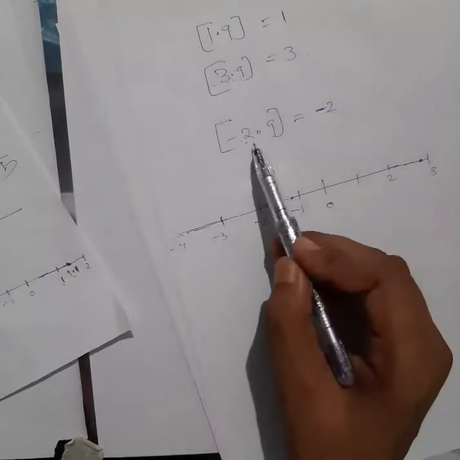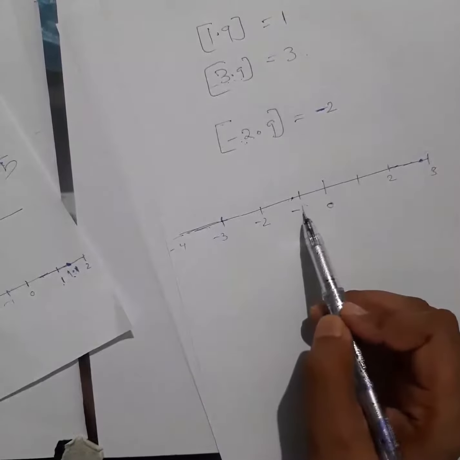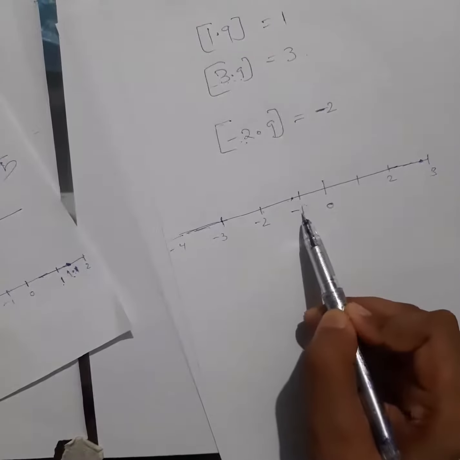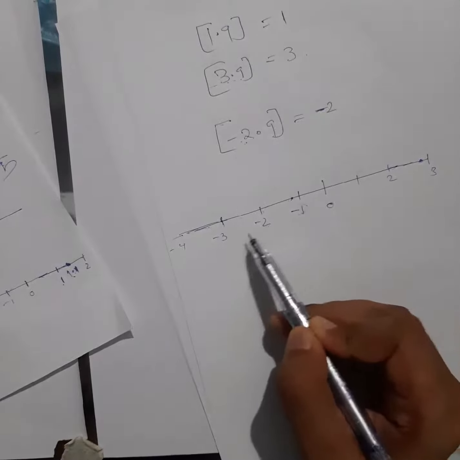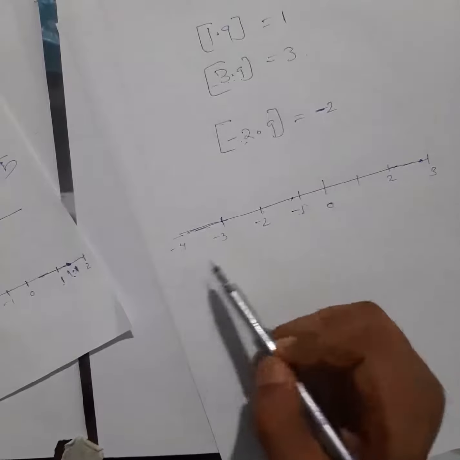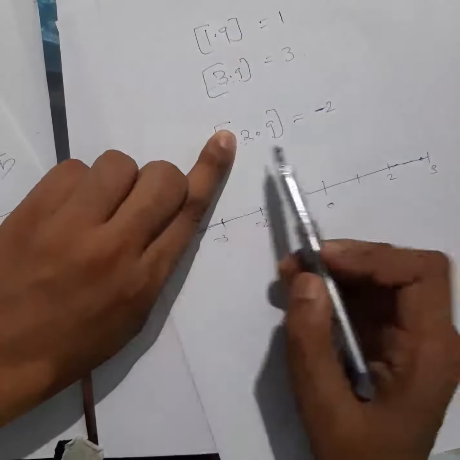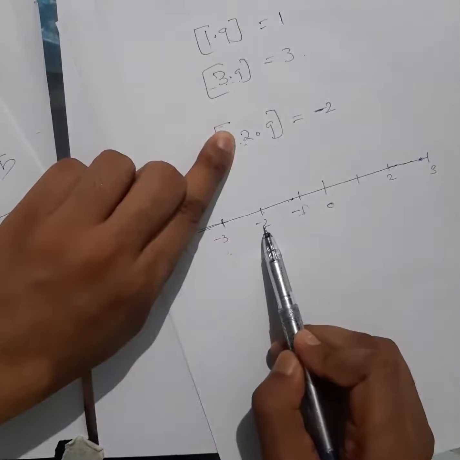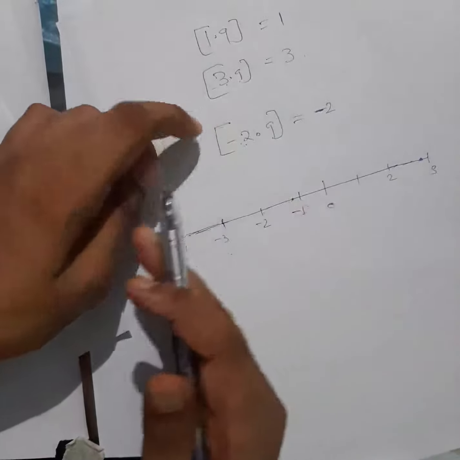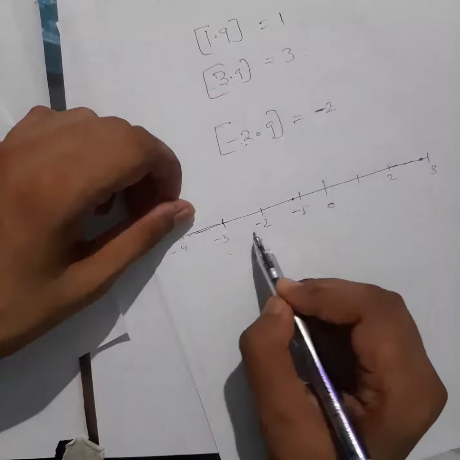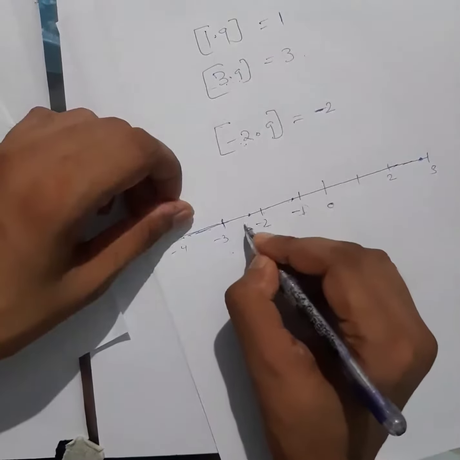Now how to find out where it will lie? Very simple. You can see on your left the number value is increasing, 1, 2, 3, 4, like this it is going. So if I ignore the negative sign, 2.9 is bigger than 2, and we know that on the left the number value is increasing. So 2.9 will be here, minus 2.9.